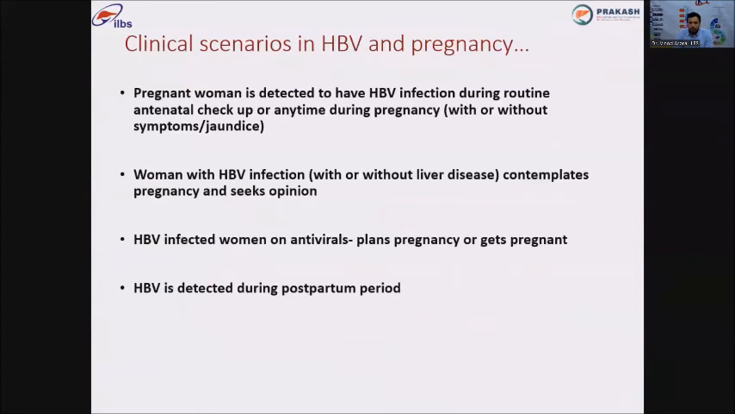So these are the clinical scenarios which we commonly see with hepatitis B in pregnancy. A pregnant woman is detected to have hepatitis B during a routine antenatal checkup or anytime during pregnancy, without symptoms or jaundice. A woman with hepatitis B infection, with or without liver disease, contemplates pregnancy and seeks your opinion. A hepatitis B woman on antiviral therapy wants to plan pregnancy or gets pregnant, or hepatitis B is detected during the postpartum period.